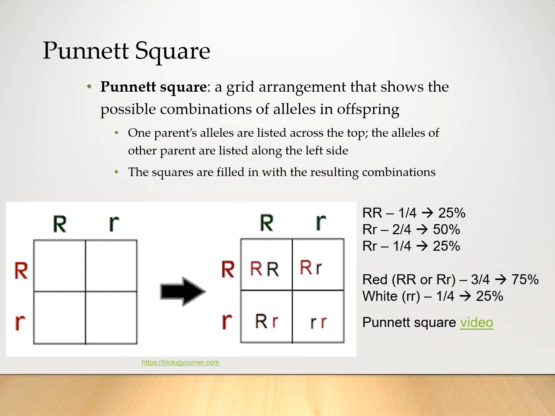The squares are filled by transferring each allele across and down. When the alleles have been filled in for the possible combinations, probabilities can be determined. In this case, there is a 25% chance of homozygous dominant offspring, 50% chance for heterozygous offspring, and 25% chance for homozygous recessive offspring. And when we're talking about phenotypes, what you could actually physically see, there's a 75% chance of red eyes, but only a 25% chance for white eyes. Watch the linked video for an example of a Punnett square being completed.